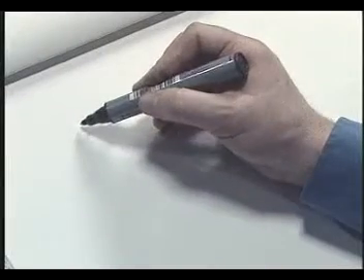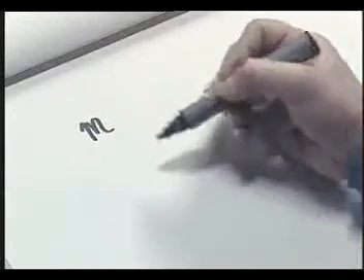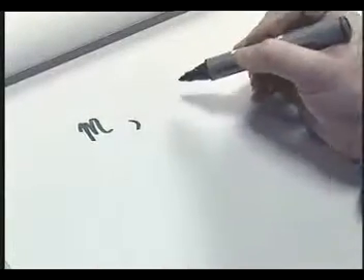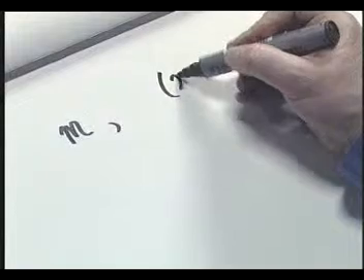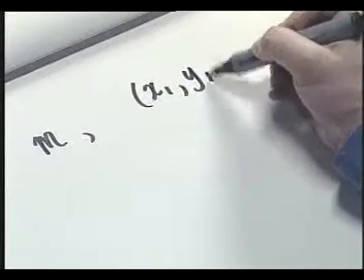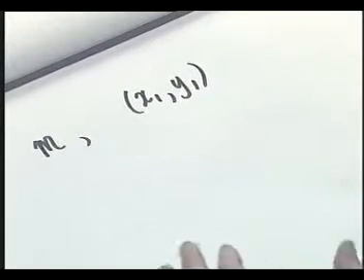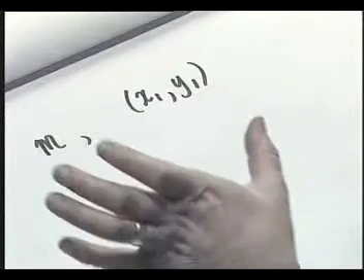Now I want to do that again, but I want to do it for a more general case, where we haven't got specific values for the gradient and we haven't got specific values for the point. So this time, let's suppose we've got a straight line, its gradient is m, but it passes through a point with arbitrary coordinates, x1, y1. Let's see if we can find a formula for the equation of the line.